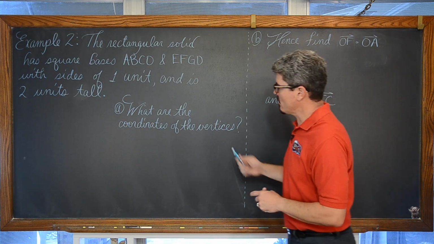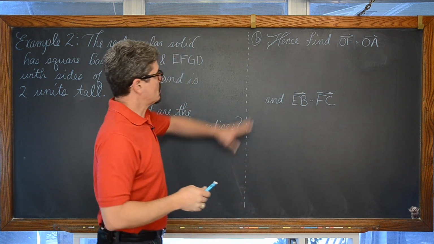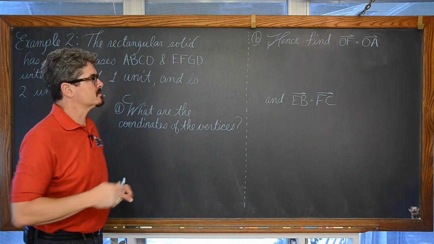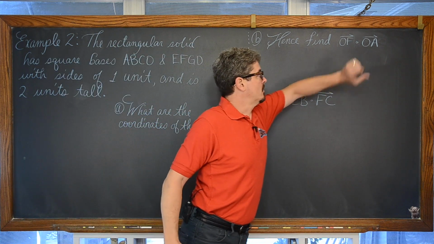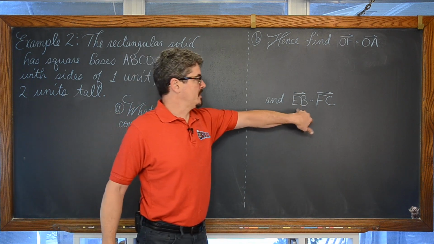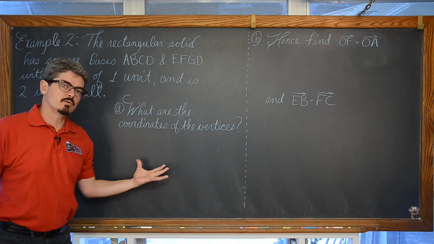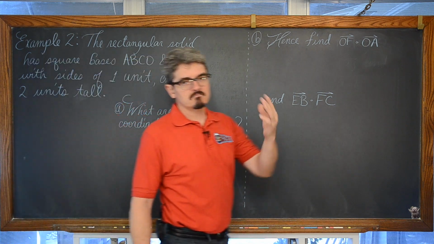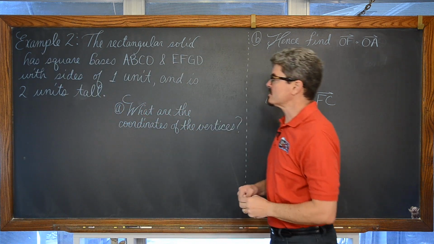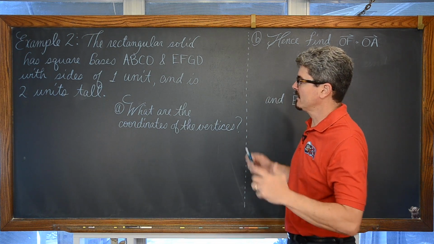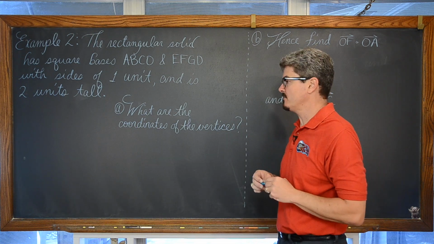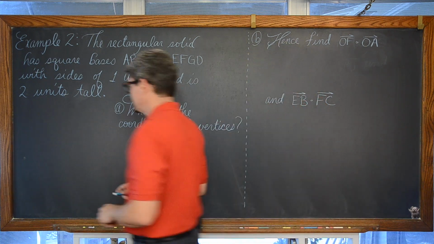Okay, so what are the coordinates of the vertices? And then using those coordinates, let's hence find the dot product of vector OF and OA, and the dot product between EB and FC. Hence just means that you have to use information that you were either given or found through earlier parts of your particular question. Well, I don't like doing any geometry problem without a diagram, so let's do that.